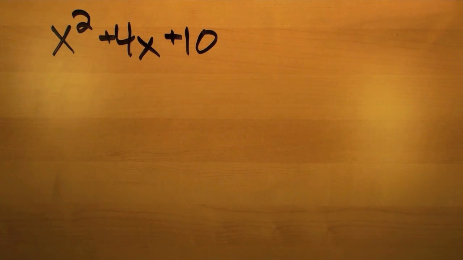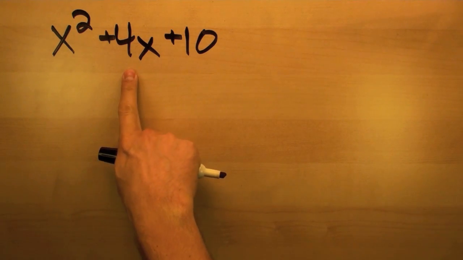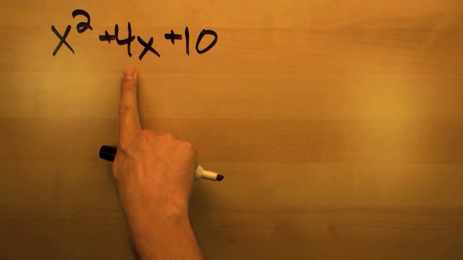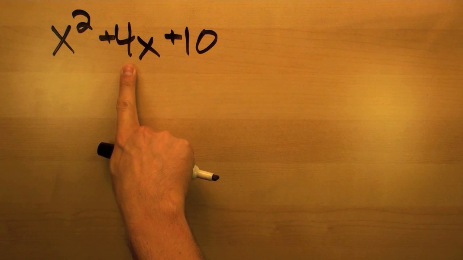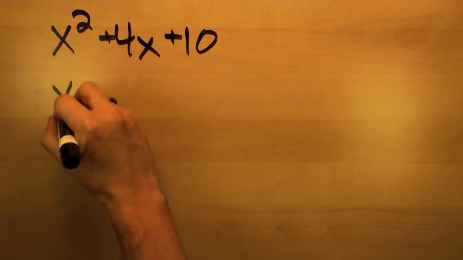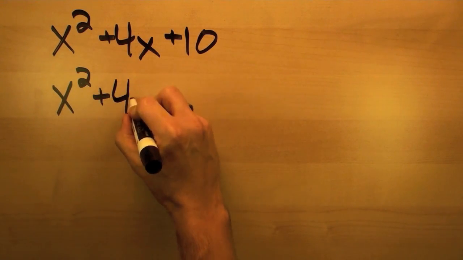To convert from standard form to vertex form, we perform an operation called completing the square. Completing the square tells us to look at the coefficient on the x term, take half of it, and square it. So in this case, we take half of 4, which is 2, and square it, which gives us 4. So we're going to add 4 into our expression.